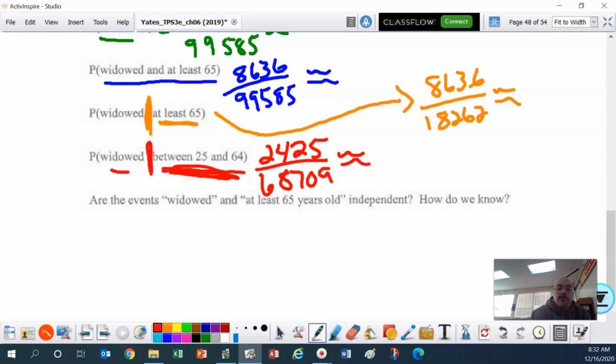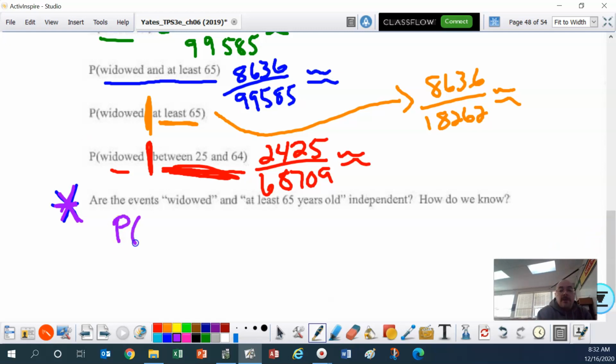I know I'm going fast, but I'm up to 30 minutes already. So actually, let's go with purple. Put a star by this one. I'm going to go over this again in the next video because this is really important to understand. I think they throw this on the AP test every year. Are the events widowed and at least 65 independent? How do you know?